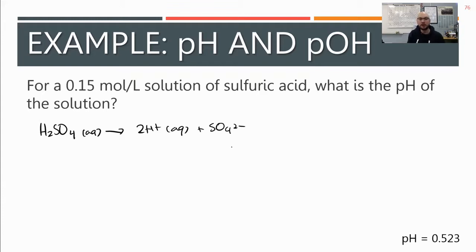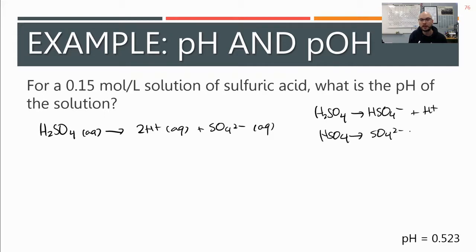Now, this is not strictly true. It actually goes through two protonations. So H2SO4 breaks down into HSO4 minus and H plus, and then HSO4 minus decomposes into SO4 2 minus and H plus as well. But this ion here is strong enough that it essentially does do this. We can treat it as another strong acid.